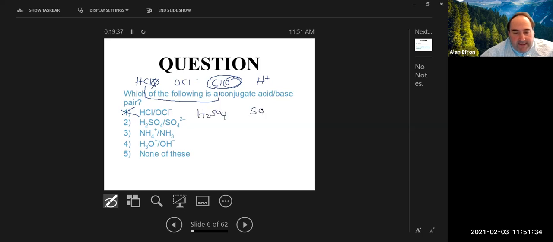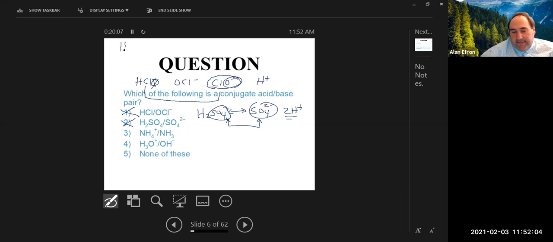Now, H2SO4 and SO4 2 minus, these two are not pairs either. The difference here is actually two H pluses, which does not make them a pair in this particular case. Although you may be tempted to say that they are a pair because obviously they are related to each other, they actually would not be a pair in this case. And that's really because when we lose H pluses, they come off one at a time.